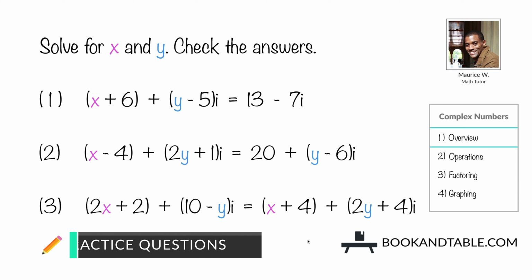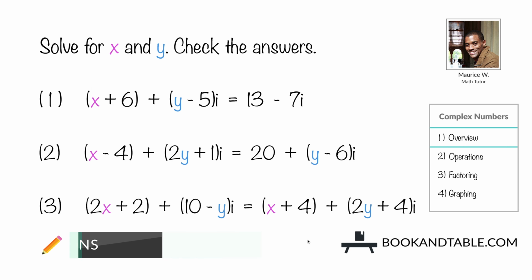Let's have you try a few practice questions. Solve for x and y. Check the answers. Question number 1. (x plus 6) plus (y minus 5)i is equal to 13 minus 7i. Question number 2, (x minus 4) plus (2y plus 1)i is equal to (20 plus y) minus 6i.